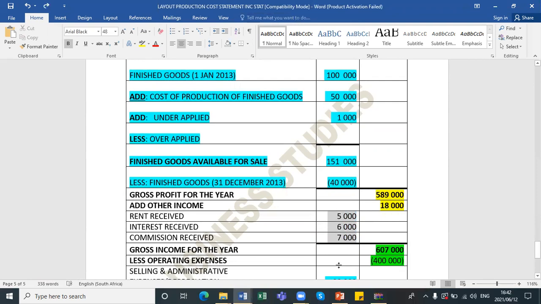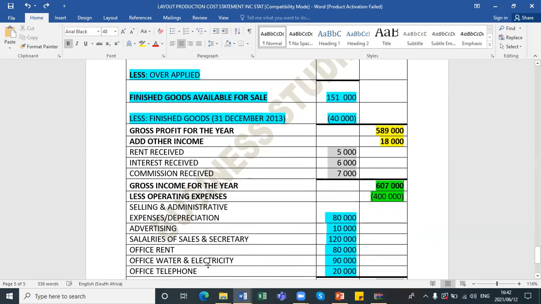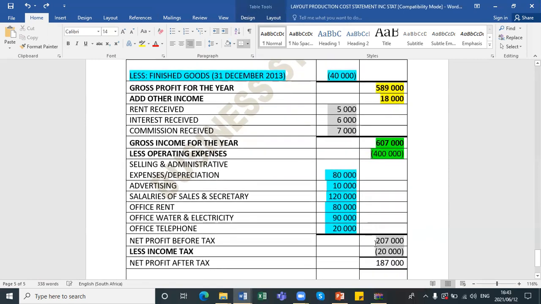Then you say less expenses. The expenses you pay to run the office will be like your selling and admin, your advertising, your salary of the sales and secretary, office rent, office electricity, and office telephone. So you add all these expenses up and it will give you 400,000. So you have a gross income of 607 and expenses of 400, and there's your net profit before tax. If they give you the tax, then you put your tax there and that will be net profit after tax.